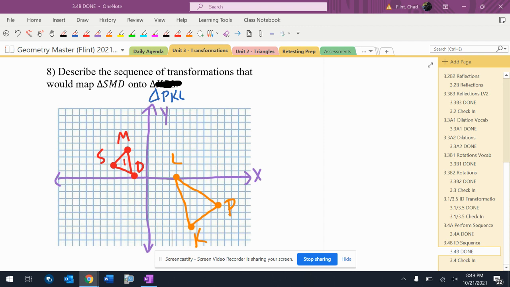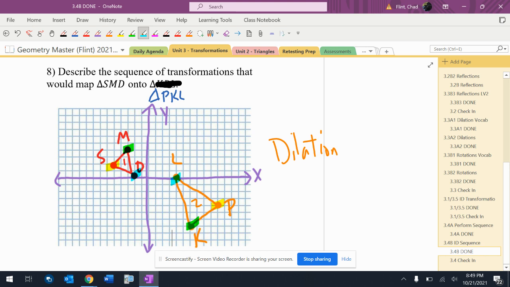So I've got a sequence of transformations that would map SMD onto PKL. So it's going down there. There's definitely a dilation happening. And then it kind of looks like there's a reflection, but there also could possibly be a rotation. So S is supposed to line up with P, M is supposed to line up with K, and then D is supposed to line up with L.